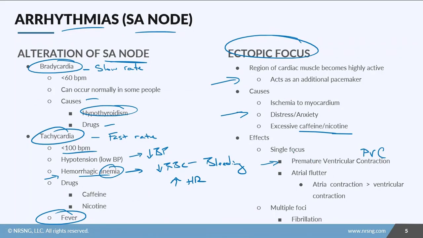Then sometimes there's this other thing called atrial flutter. What's happening with atrial flutter is that the atria are contracting way faster than the ventricles are. Sometimes they can be in excess of 300 beats per minute, and that's just not an efficient pump. Then sometimes you can have other areas being stimulated. This is called multiple foci. And fibrillation is a big one.